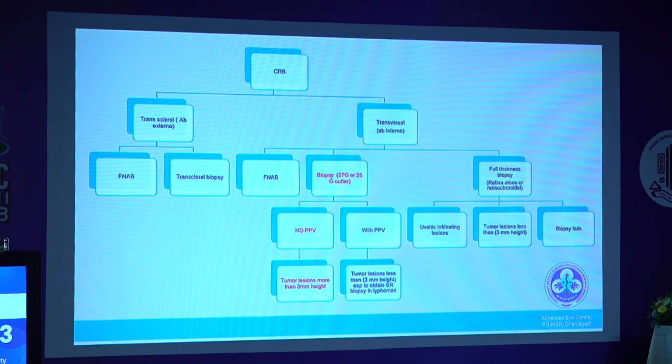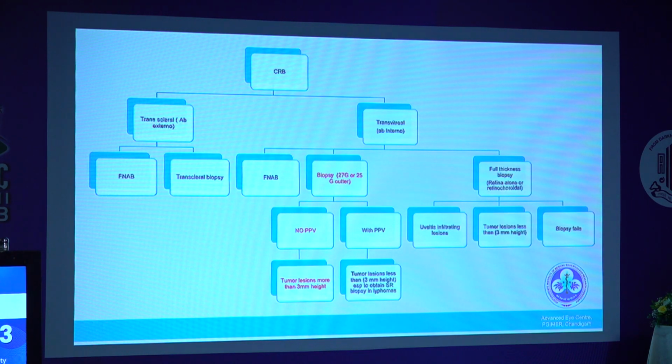So the next method is transvitreal. If you have a lesion which is posterior to the equator, that is amenable to your vitreous cutters, in those cases you go transvitreal. In the transvitreal approach also, there are options, depending on whether you want a full thickness retina or a full thickness choroid or not. If you don't want that, you can do a transvitreal fine needle aspiration biopsy, or you can do a biopsy using a simple 25G or 27G cutter.